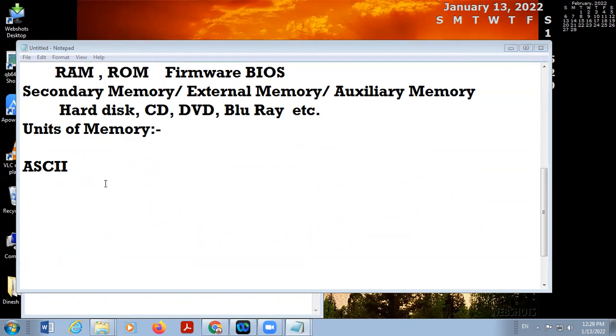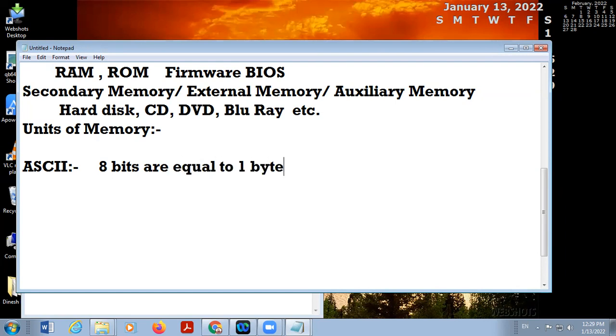American Standard Code for Information Interchange. Here, 8 bits are equal to 1 byte. So 1 byte is stored for your symbol. It means 2^8, near about 256 characters it can recognize.